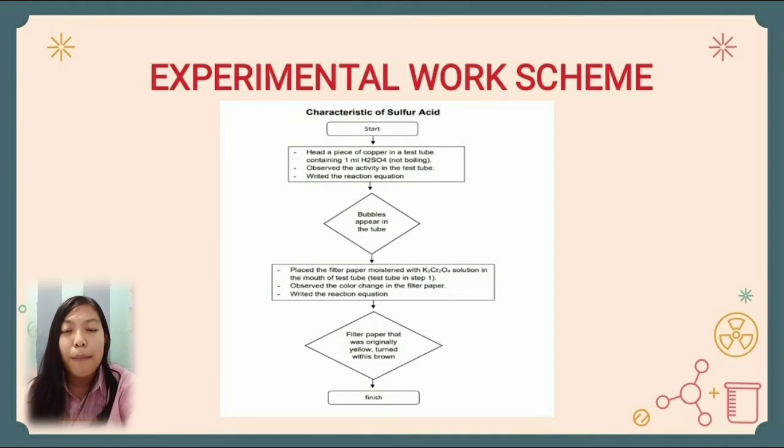Next, place the filter paper moistened with K2CrO4 solution in the mouth of the test tube. Observe the color change in the filter paper. Write the reaction equation. The product: the filter paper that was originally yellow turns brown.